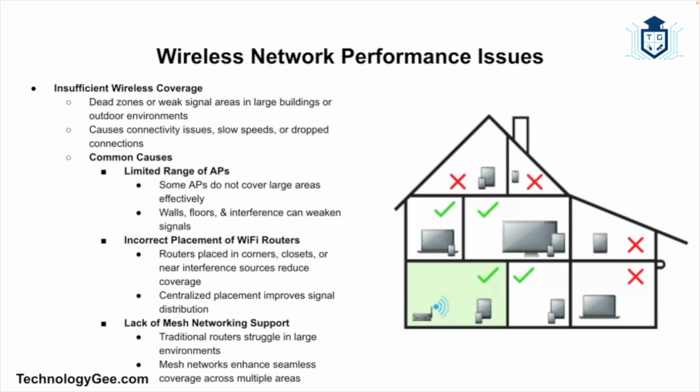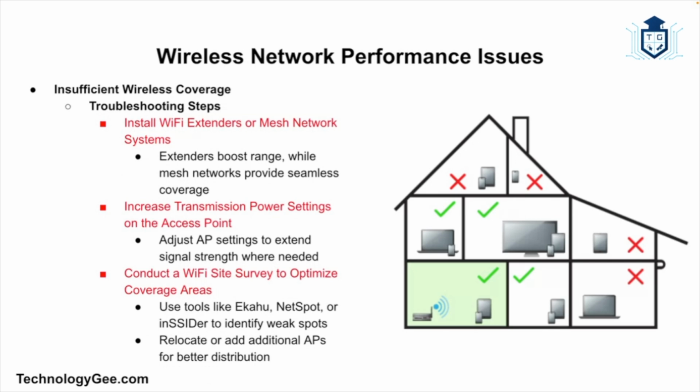The next issue is insufficient wireless coverage. So dead zones or weak signal areas in large buildings or outdoor environments can cause insufficient wireless coverage. Some of the common causes are limited range of access points, incorrect placement of Wi-Fi routers, or a lack of mesh networking support. And to fix this, you can install Wi-Fi extenders or mesh network systems.